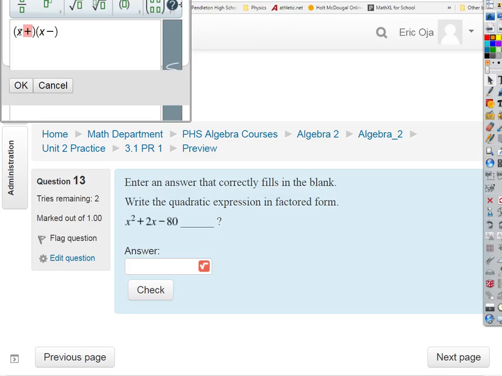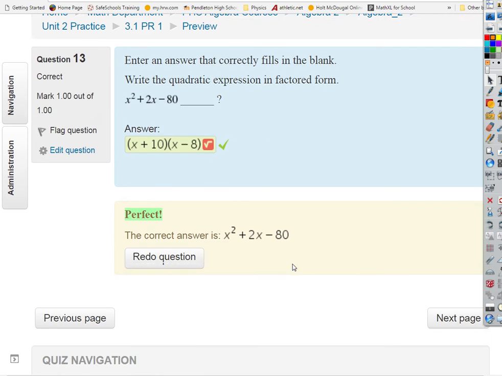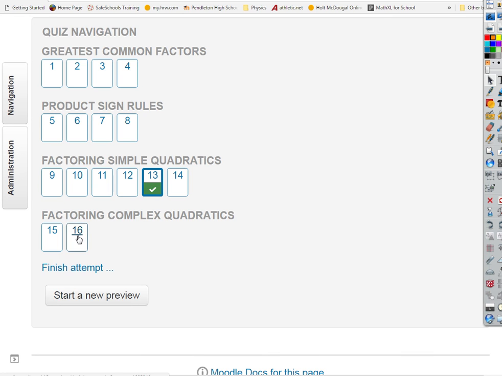What would they be? 8 and 10. Yeah, so which is the positive one? 10. So that's all we're looking for then, right? Okay. And then last one.